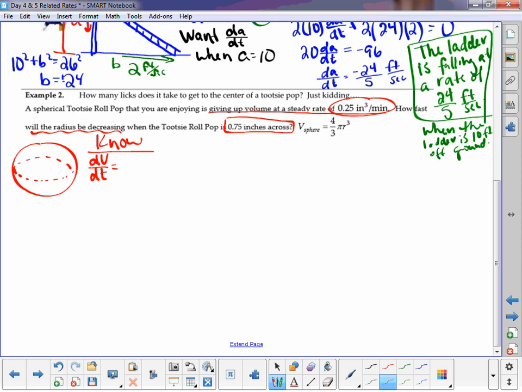Is that going to be a positive or negative? Negative, good. I like to go ahead and mark that in the information. Why is this negative? Yeah, it's giving up volume. It's getting smaller, so the volume is decreasing. Good. And they told us really not much more information than that.